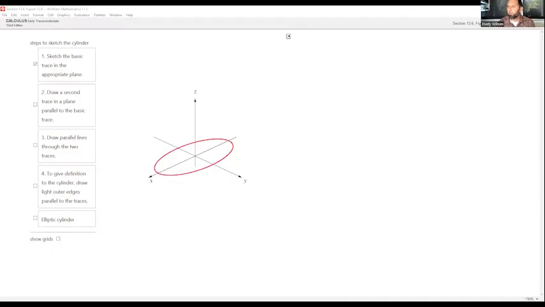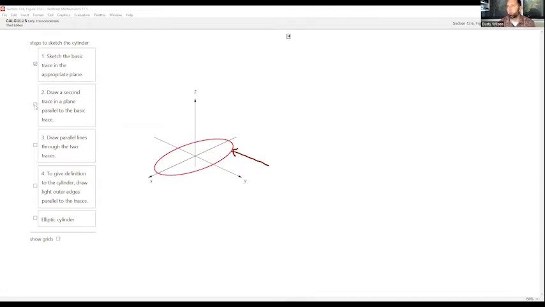In this manipulate, we will show how you might sketch a cylinder. So first, we're going to sketch the basic trace in the appropriate plane. In this case, we have something like x squared plus y squared equals 1. And so I sketch the circle it's given here, and notice that I'm sketching it along the xy plane.